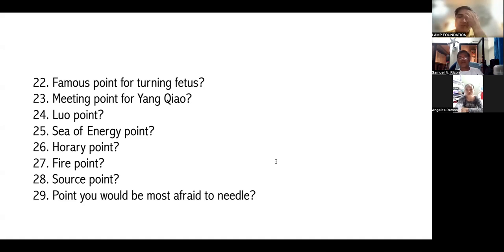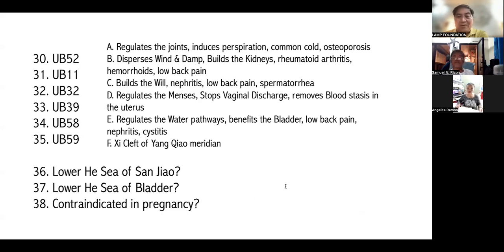Energy point. Anyone who has an answer here? It's Bladder 22, Doc. Bladder 10. Oh. Okay. Sige, okay lang. Ay, meron pa pala.